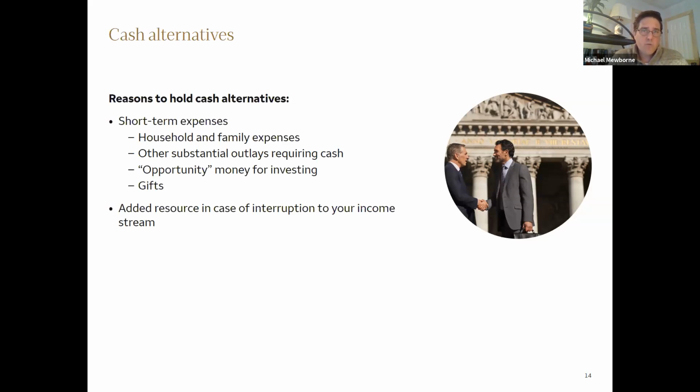And also, it's really important to note that every model that you look at is going to have a small sleeve allocated to cash. It's important to hold enough cash in your emergency fund or savings account, whatever it is that you want to call it, to cover somewhere between 3 and 6 months worth of your family's expenses.